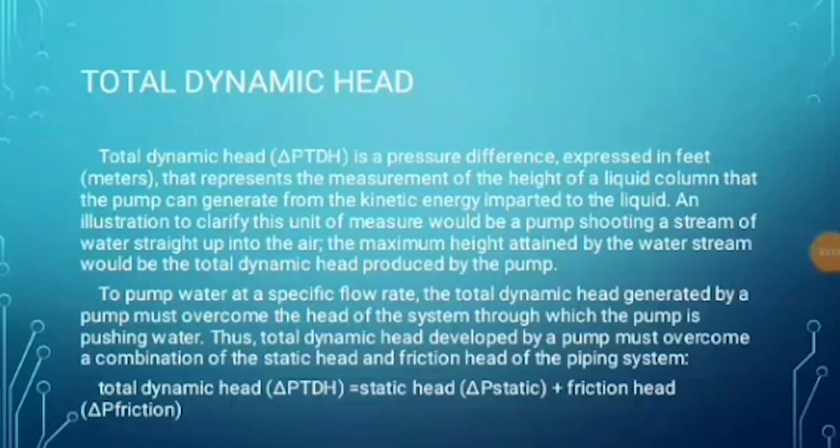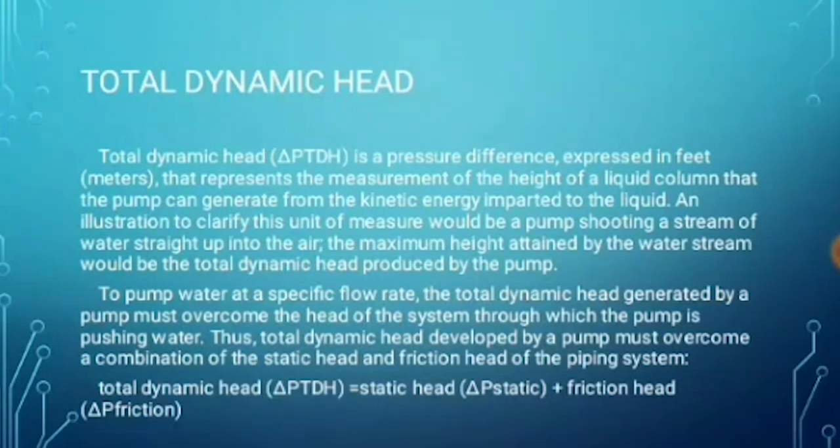Total dynamic head. It is a pressure difference expressed in feet that represents the measurement of the height of a liquid column that the pump can generate from kinetic energy imparted to the liquid. An illustration to clarify this unit of measure would be a pump shooting a stream of water straight up into the air. The maximum height attained by the water stream would be the total dynamic head produced by the pump. To pump water at a specific flow rate, the total dynamic head generated by the pump must overcome the head of the system through which the pump is pushing water.